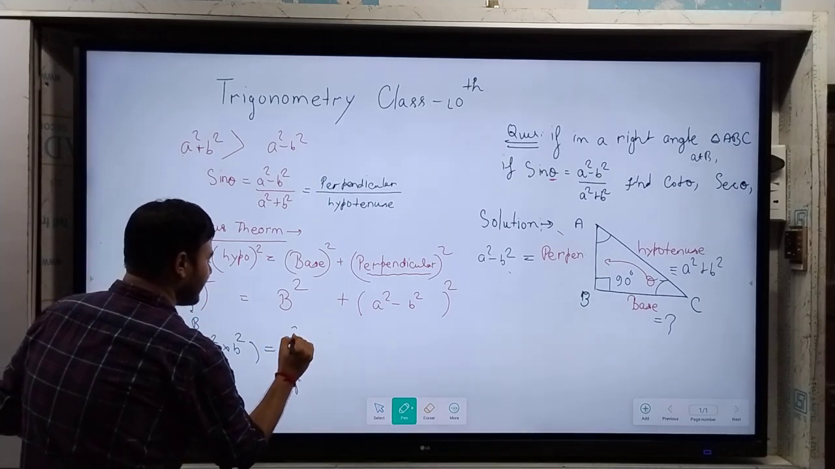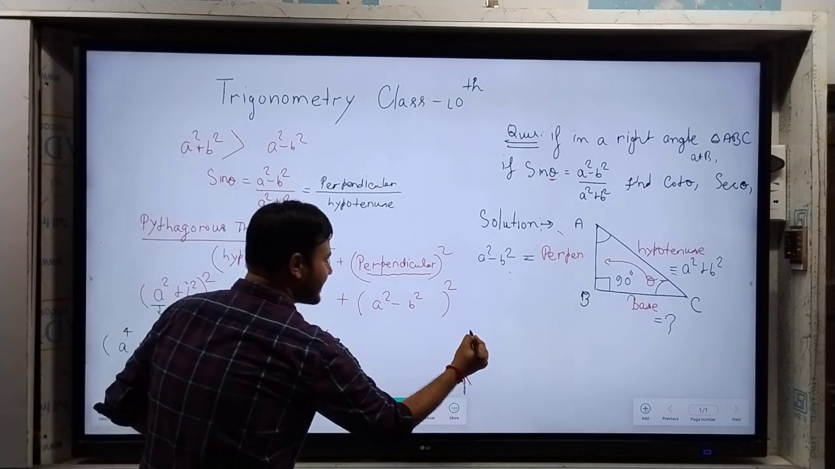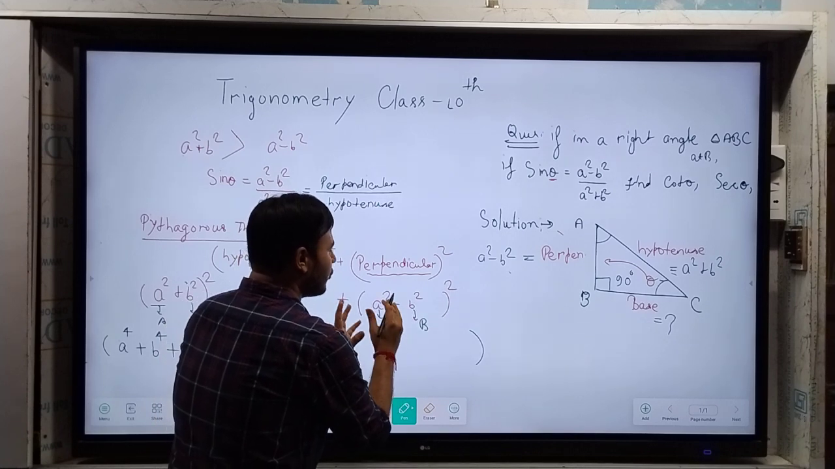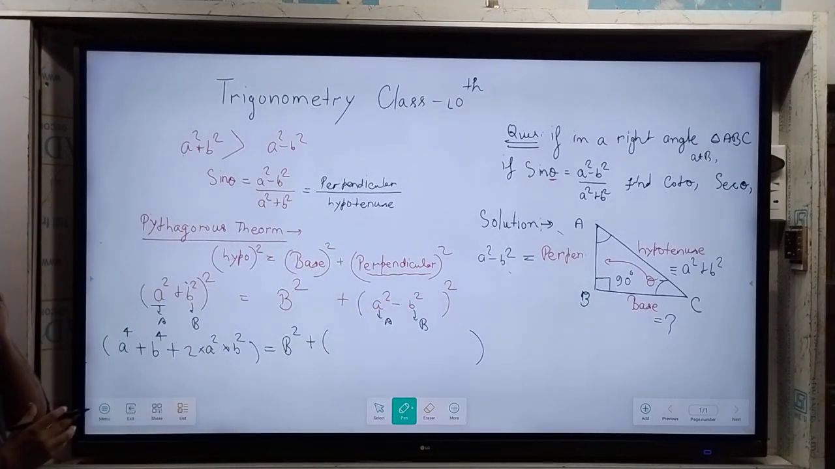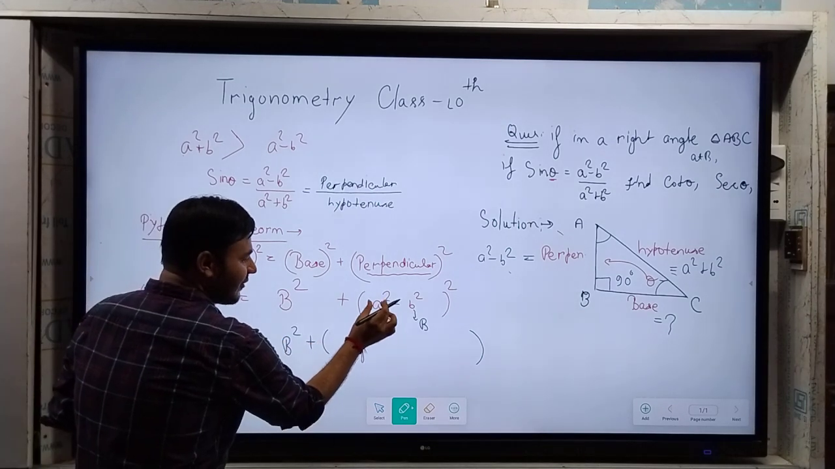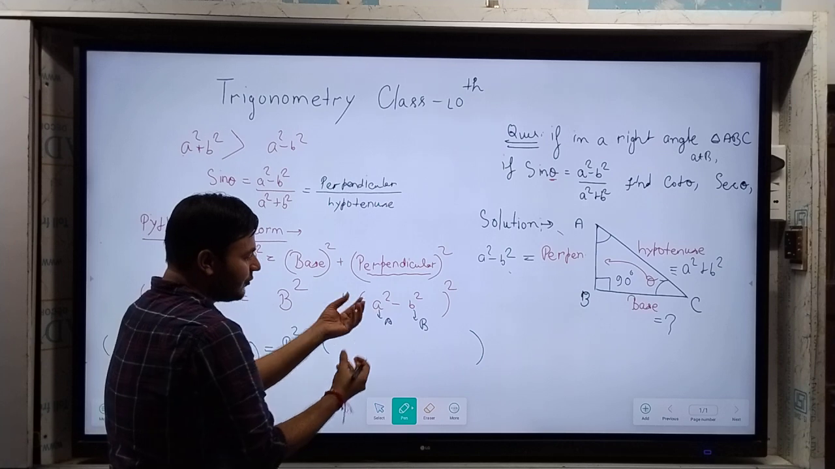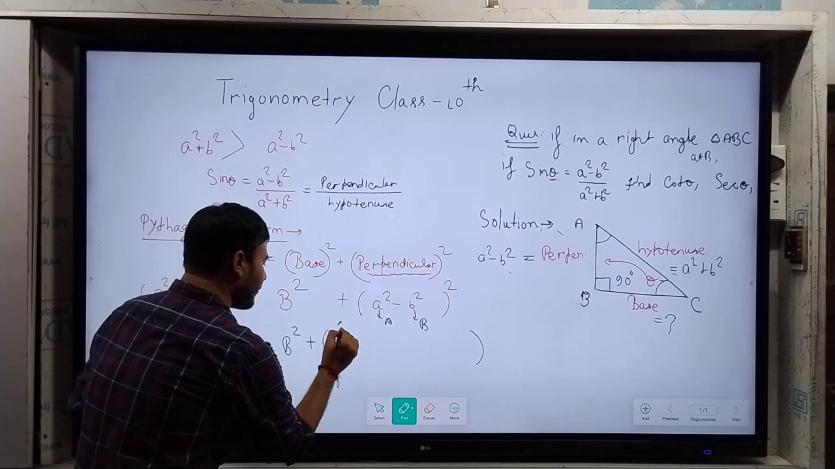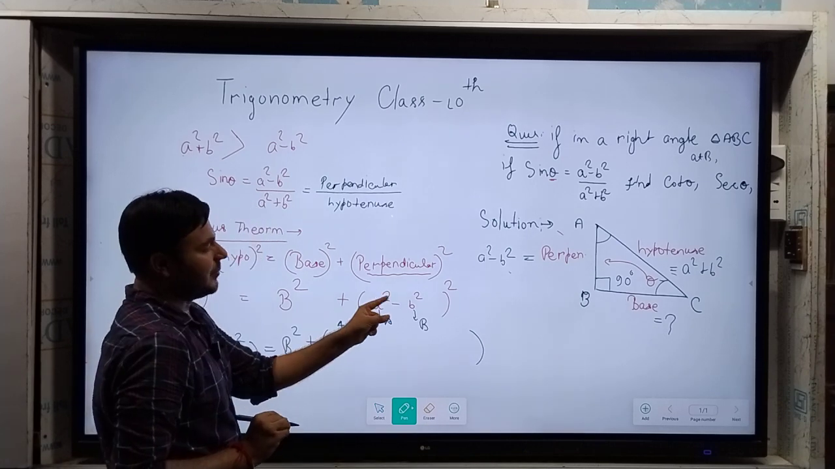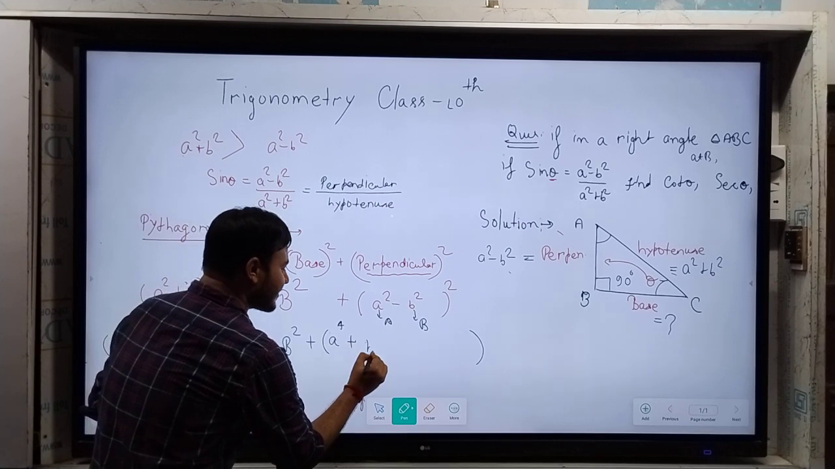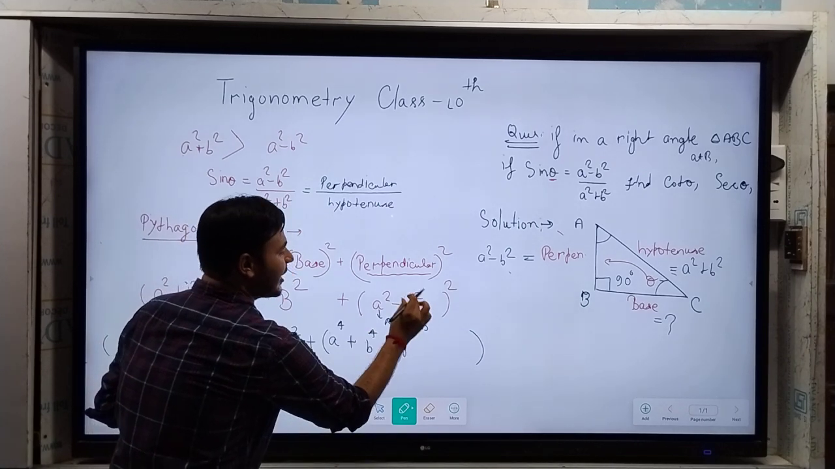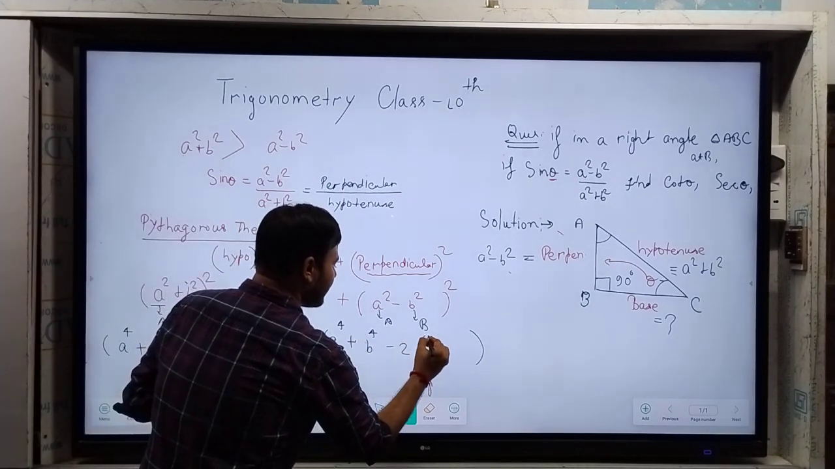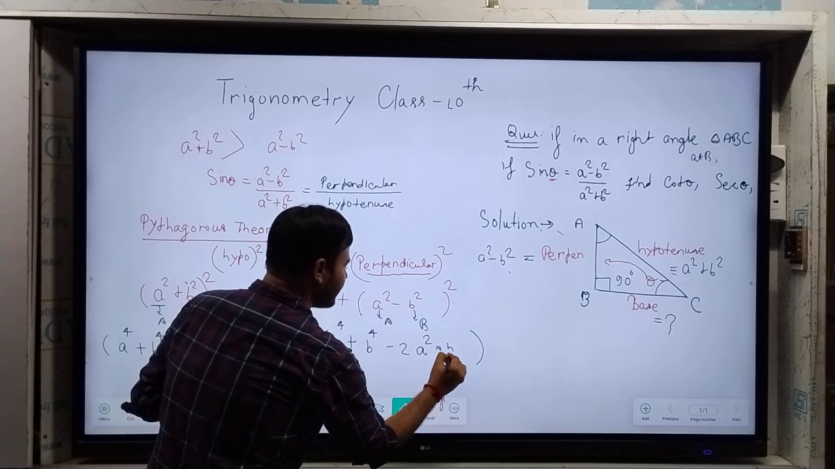Base square plus, now we explain this. This is the formula of a minus b total whole square. Now explain. What is the place of a square? Now we do a square, this will be a square. Again we square, this will be a to the power 4 plus b square squared, b to the power 4, minus 2 into a square into b square.